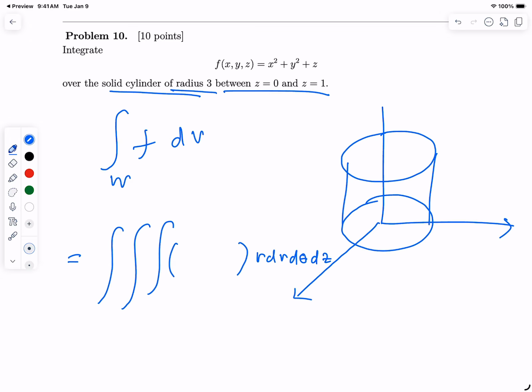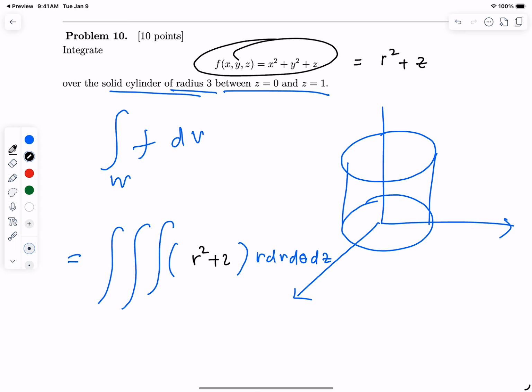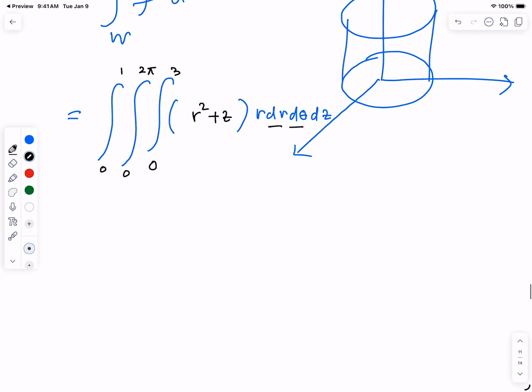I need to convert the function into cylindrical coordinates and write the limits. Can you tell me what this function would be in cylindrical coordinates? So r squared is defined to be x squared plus y squared, and z remains z. r is between 0 and 3, that's the radius. Theta is 0 to 2 pi and z is between 0 and 1, and you can integrate this one easily. So depending on the geometry, you convert the problem into the right coordinate system. Integration would be easy, I think.